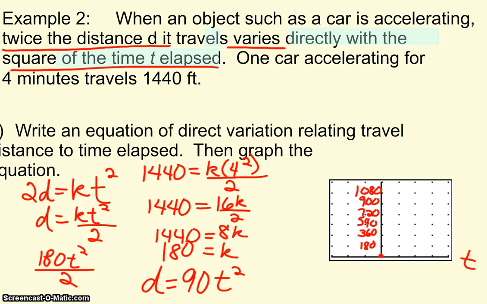On my time axis, I'm going to count by ones. I'm just going to count by minutes. Now, I'm just going to put my numbers in. 0, 0. 1 minute was 90, so it's about halfway up. 2 minutes was 360. 3 minutes was 810, so it's going to be somewhere above halfway in there. And my graph looks just like half a parabola, like I expected it to because of the t-squared.